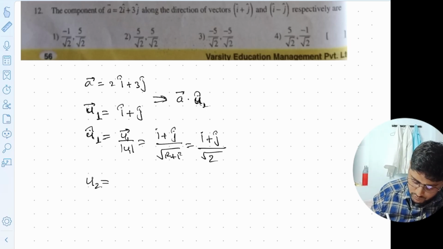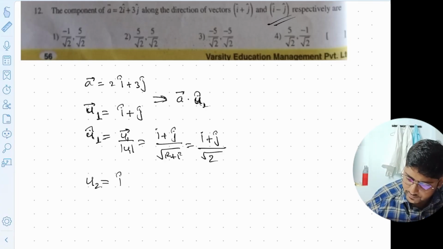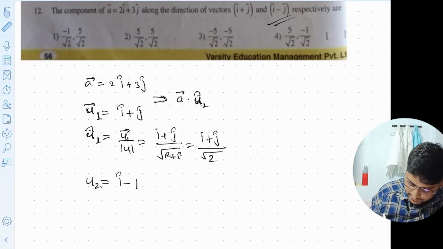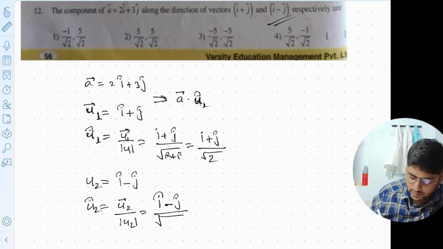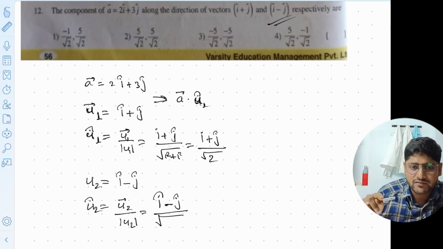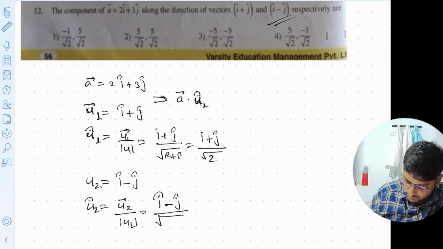Same time, our u2 vector is given as i cap minus j cap. Then the direction vector of u2 will be the u2 vector divided by the magnitude of the u2 vector. i cap minus j cap divided by the square root of 1 square plus minus 1 square; minus 1 square will be 1 only. So 1 plus 1, again we get i cap minus j cap divided by square root of 2. Okay, we got our vectors.